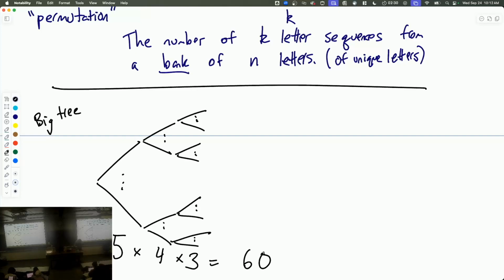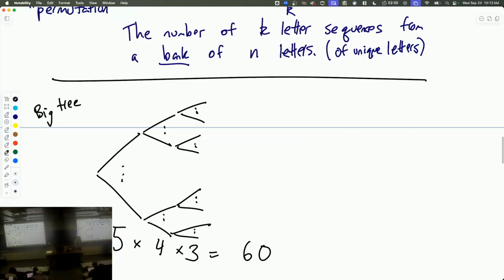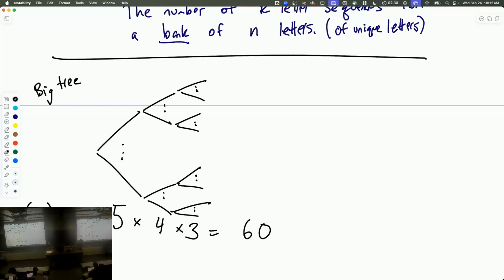You could write this as 5 factorial over 2 factorial. That's the number of ways you can get the 3 cards in order. And the order matters because if you get it on the first branch or the last branch, that is different. So this is the big tree. Order does matter.